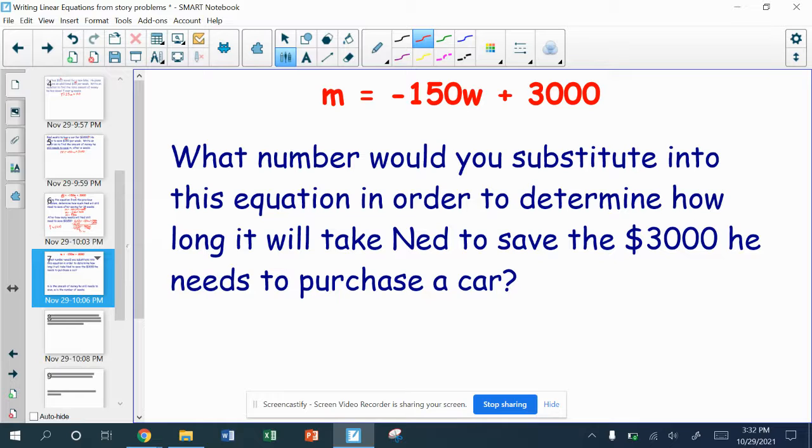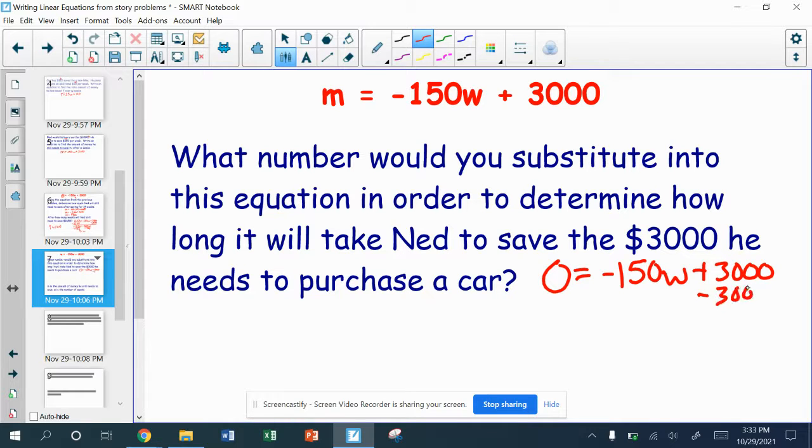Now, if I want to know, using that same equation, what number I would substitute in there to decide how long it's going to take for him to save all $3,000. So keep in mind what that M is really standing for. The M is how much money he still has to save. If he has all $3,000, I'm not going to put the 3,000 in there. I want the amount of money that he has left to save to be 0, right? So my equation should be 0 equals negative 150 W plus 3,000. Okay, so that's really the number that they were asking for.